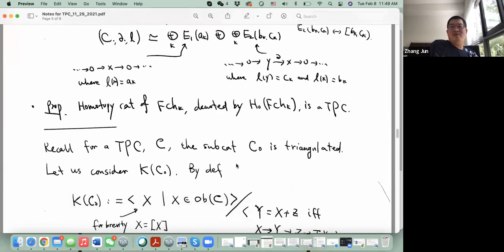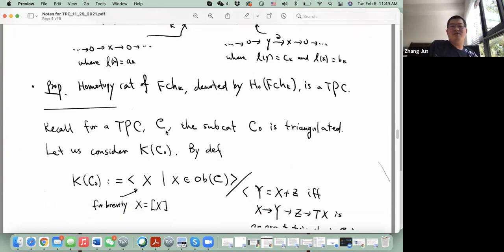It's actually related with the K group. I think I have just a few minutes left, so let's quickly go through the K group. I believe everyone knows what K group is. So for a TPC, let's see what's the K group of TPC.